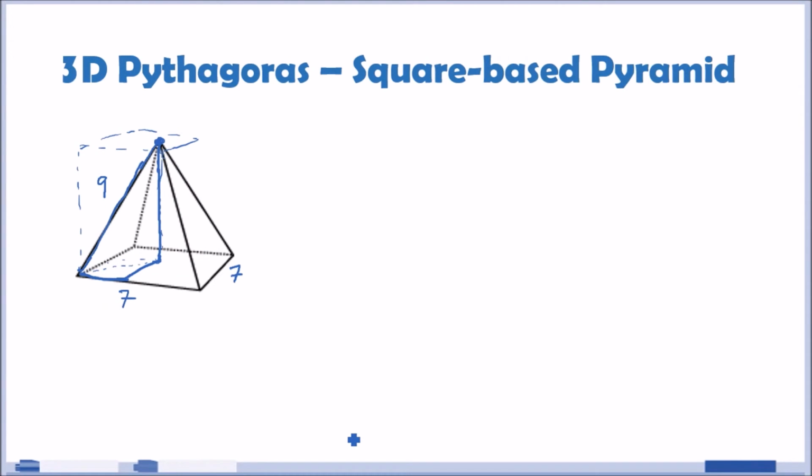We know it's length 9. And now the question is, what is the length of these two sides? Well, because it's square and it's bang in the middle, we know that this is actually just 3.5. And this is also just 3.5. That's all. Now you literally use the 3D Pythagoras method, which is a squared plus b squared plus c squared, which we don't know, we'll call this side c, equals d squared, which is 9. So we got 3.5 squared plus 3.5 squared plus c squared equals 9 squared.